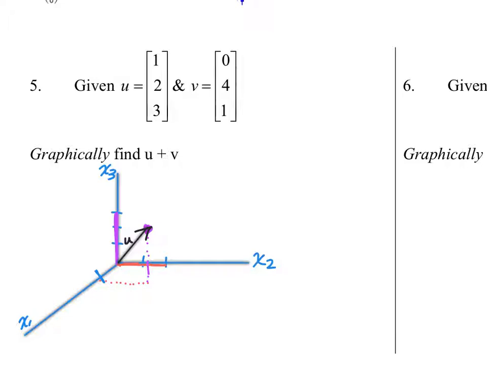All right, so 0, 4, 1. So 0 in the x direction, 4 in the y direction, 1, 2, 3, 4 units in the y direction, and then 1 unit in the z direction. So that's actually a little bit easier, because that's just going to put me 1 unit above.